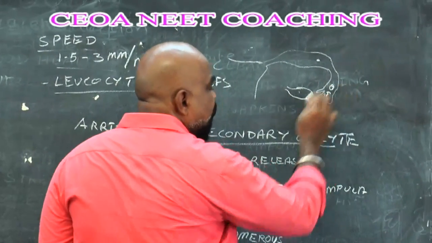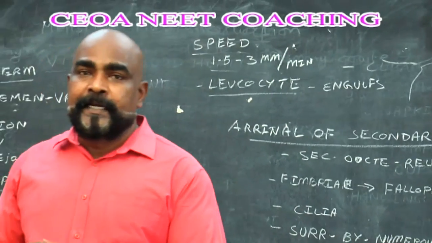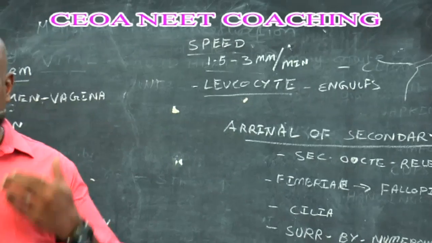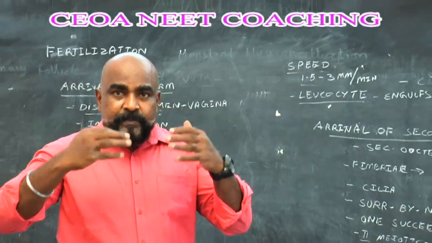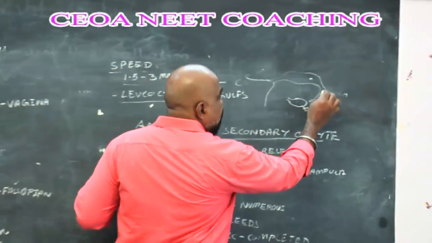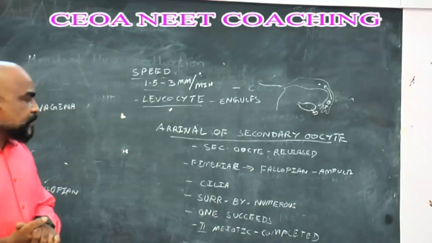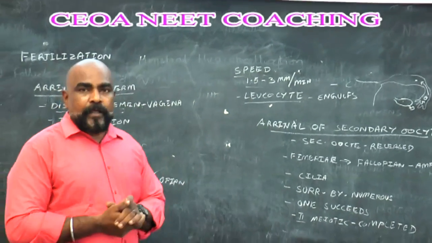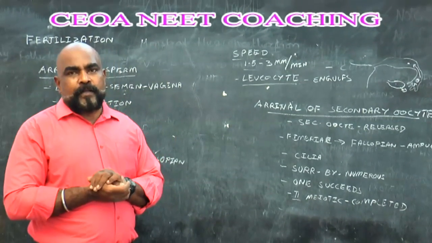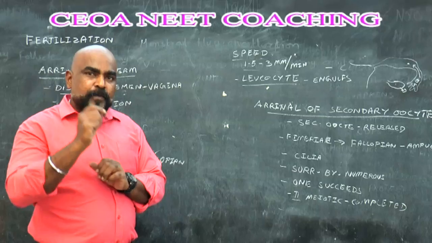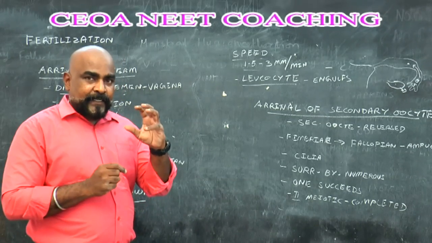Once it reaches the infundibulum, you might have studied in earlier classes, ciliated epithelium is present in the respiratory tract and in the fallopian tube. The cilia move and push this secondary oocyte towards the ampulla. In the ampulla, the egg is surrounded by numerous spermatozoa, but only one spermatozoon succeeds in entering the secondary oocyte.